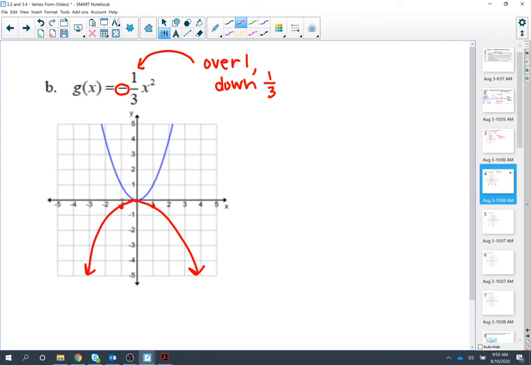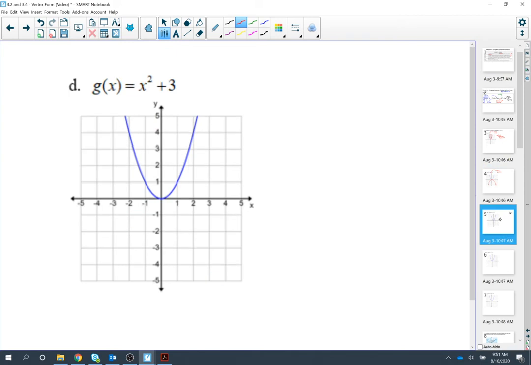You can only come over here and go down 1/3 once. If you come over again and go down 1/3 again, it's not going to work. Notice that my graph is down too far. It only works for the vertex, and then the 2 points that come out of it. It doesn't keep working like a line. So I do not want to see over 1, down 1/3, over 1, down 1/3, over 1, down 1/3. No, no, no. Just do it once and then make a U.